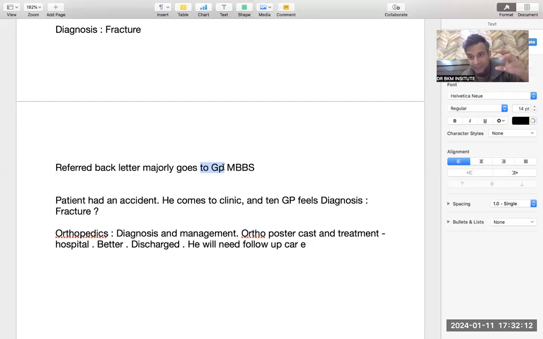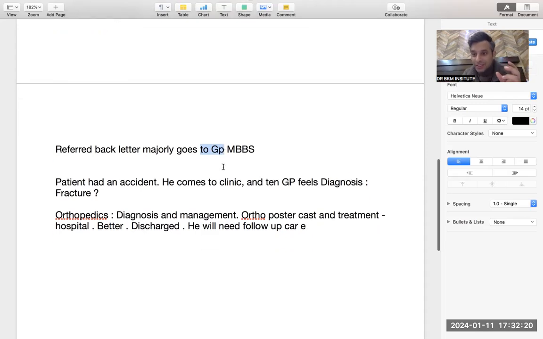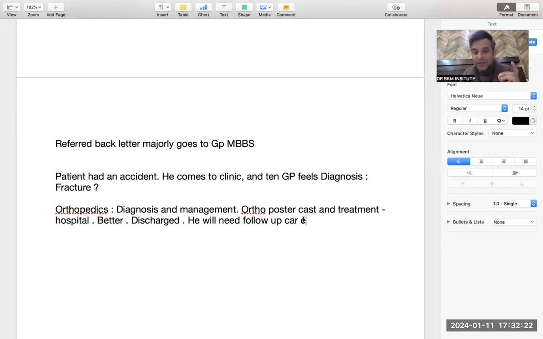So now this is a referred back letter. The patient had an accident, went to the GP, then from the GP to the orthopedic surgeon, and then from the orthopedic surgeon back to the GP for the follow-up care. This is what is known as a referred back letter, because the GP referred the patient to orthopedics, and orthopedics referred the patient back to the GP.